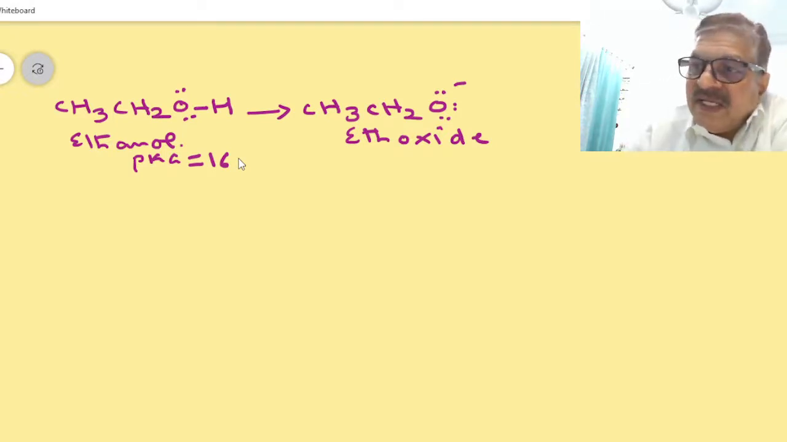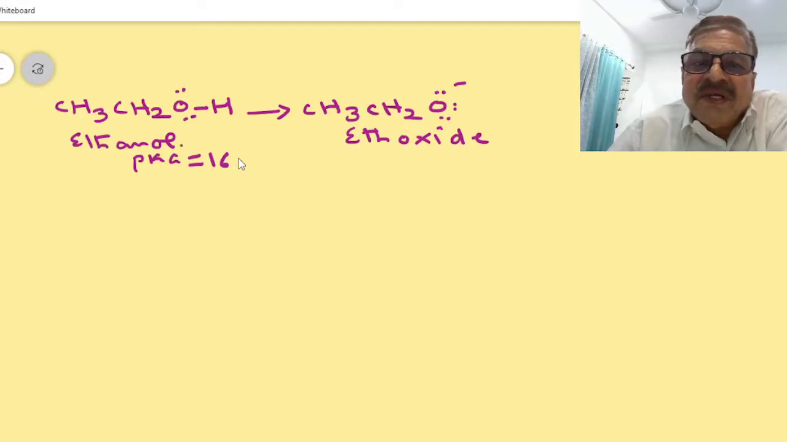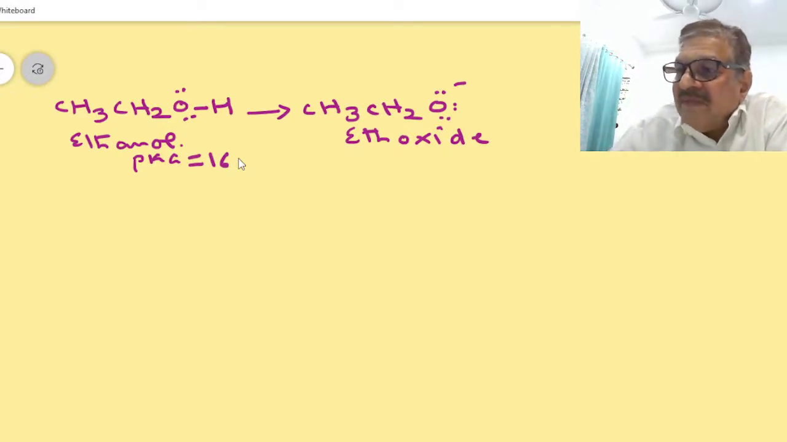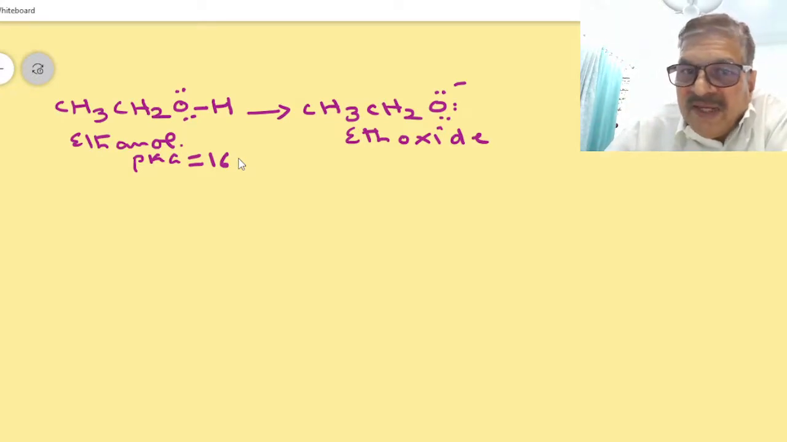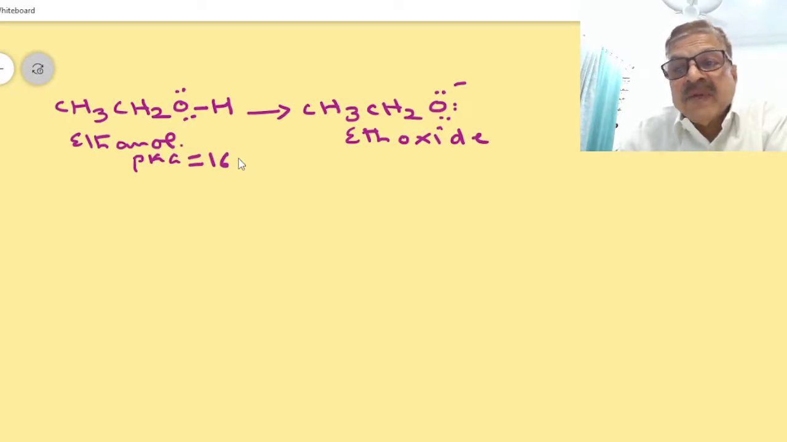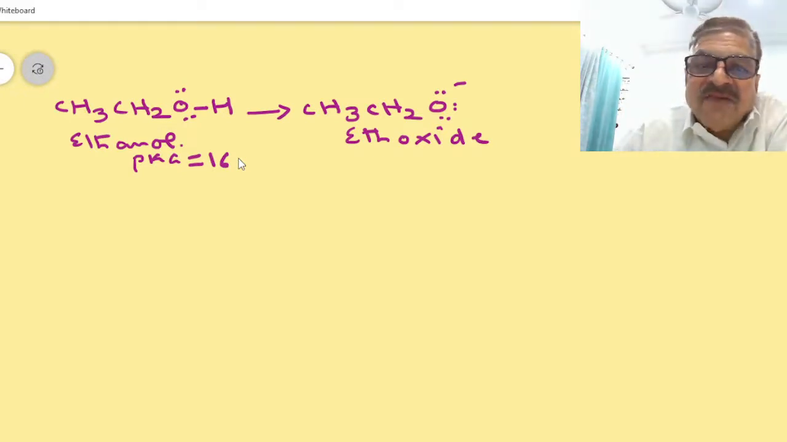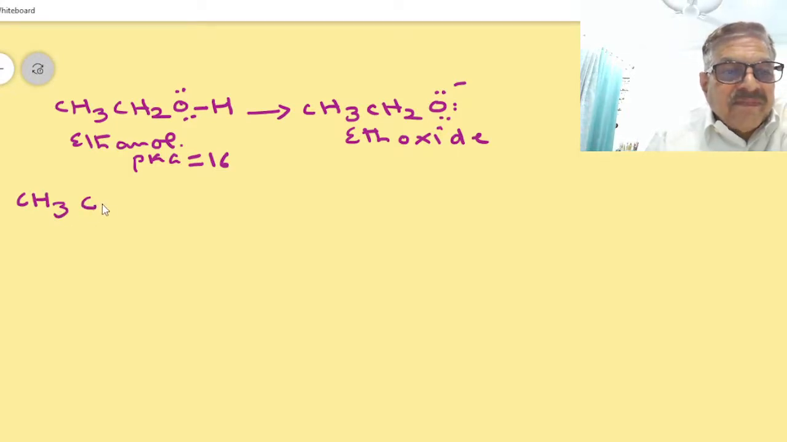Now, in the case of ethoxide here, there is no resonance, because we cannot draw more than one Lewis structure. Only one Lewis structure can be drawn in the case of ethoxide, because the negative charge is localized on the oxygen atom here. That negative charge is concentrated only on that oxygen atom. There is no way out for delocalization or spreading of that negative charge. It is localized here. But in the case of the acetate anion, that is acetic acid, CH3, this is our acetic acid here.